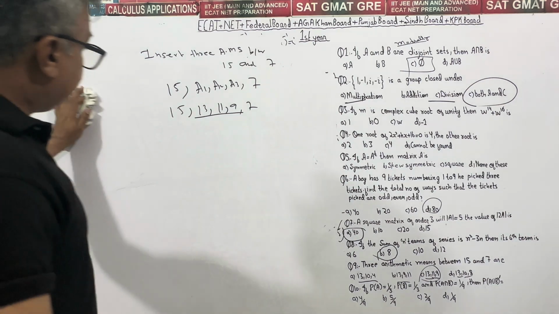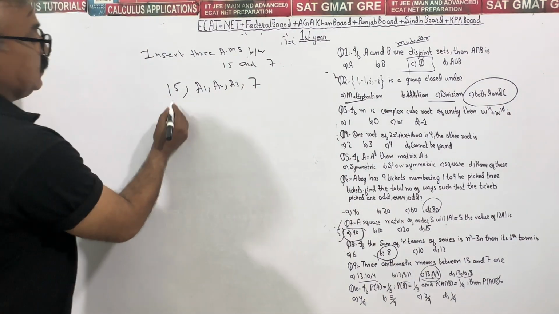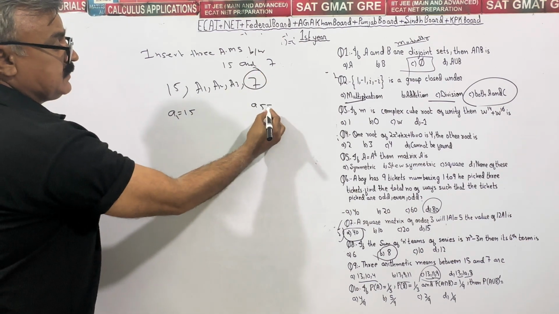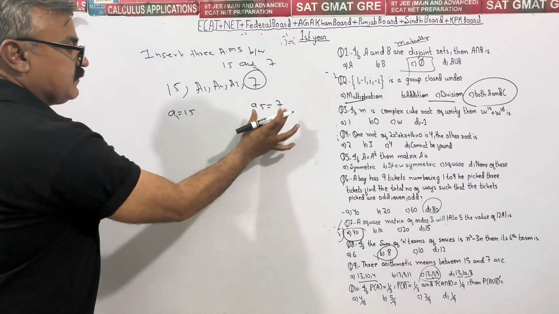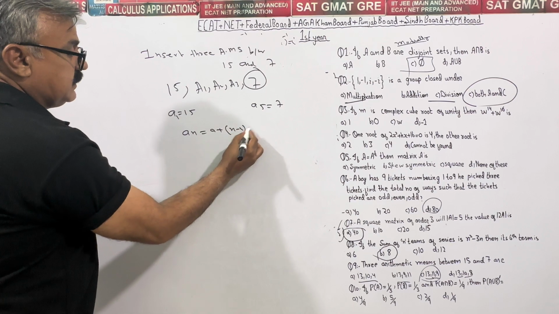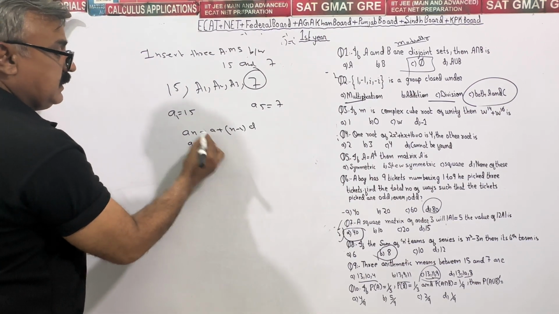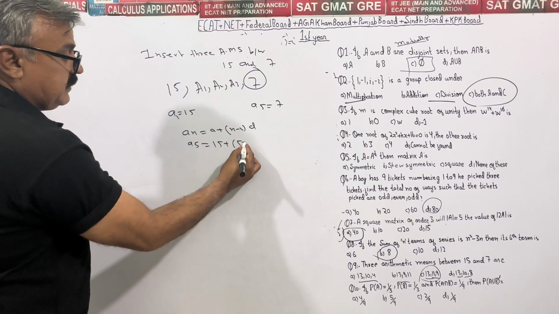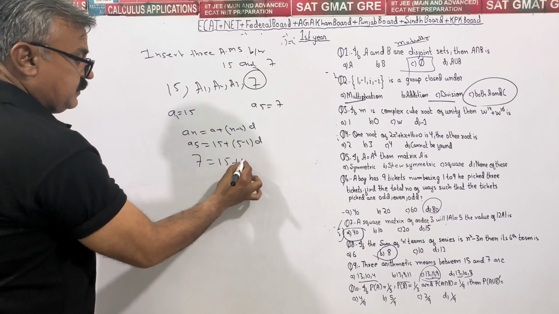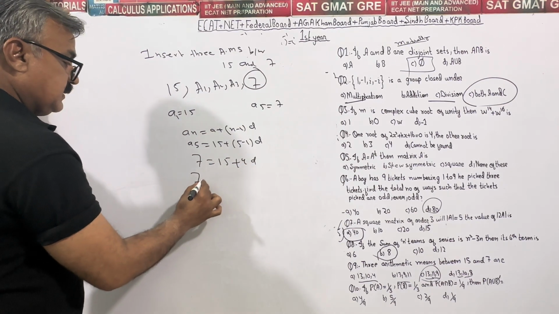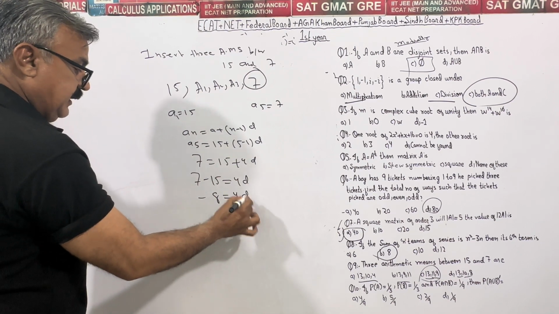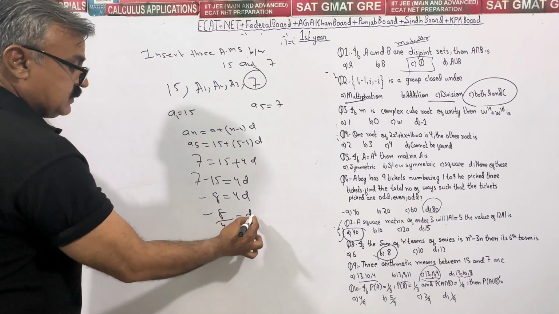Okay, how to find them? Let's see. This is our first term, 15, and that's our fifth term, 7. Utilize the fifth term and find D. An is equal to A plus n minus 1 times D. A5: what is our A? 15. n is 5, minus 1. D we have to find out. The fifth term is 7, so 7 is equal to 15 plus 4D. Shift 15 here: 7 minus 15 is equal to 4D. 7 minus 15 means minus 8 is equal to 4D. Minus 8 over 4, so D is minus 2.